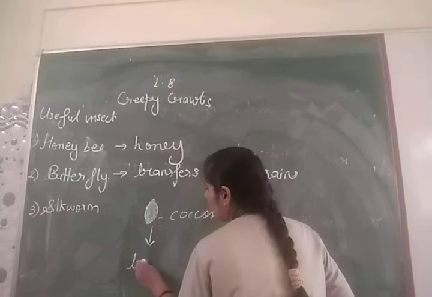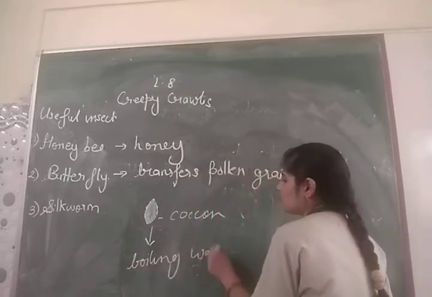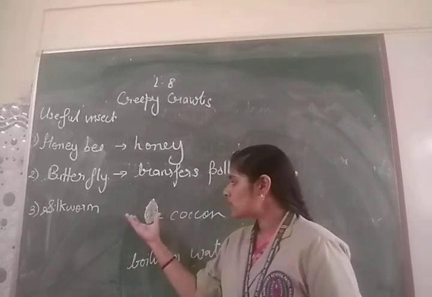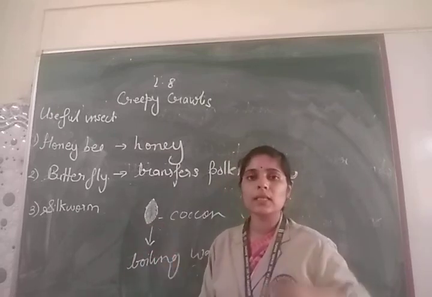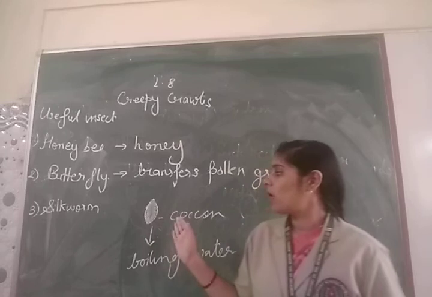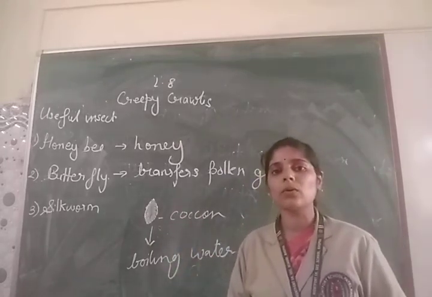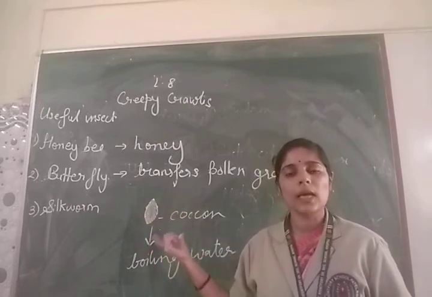in the boiling water. As soon as this cocoon is put in the boiling water, what happens? The silk threads separate out. Okay. Now, for this process, if you want a continuous silk thread, what do you have to do? You have to put this cocoon in as it is before its hatching.